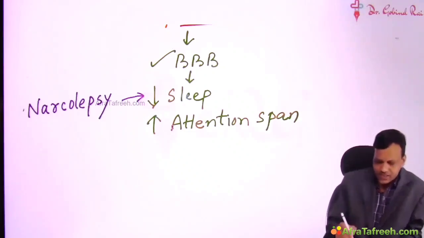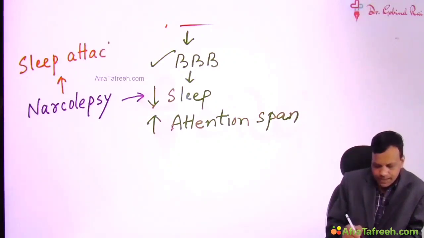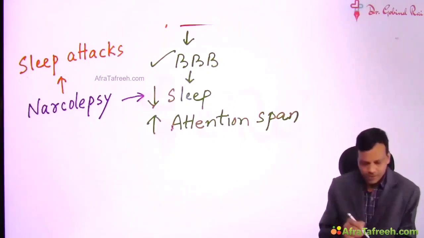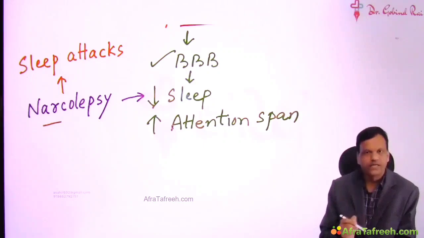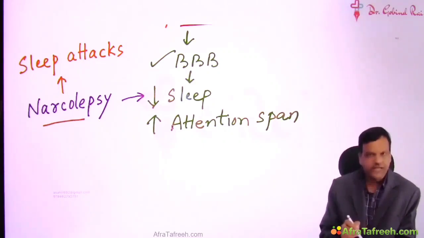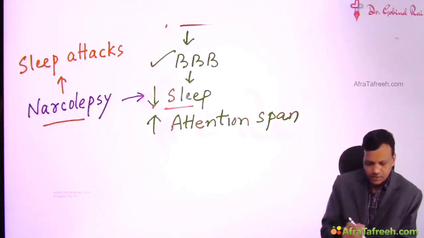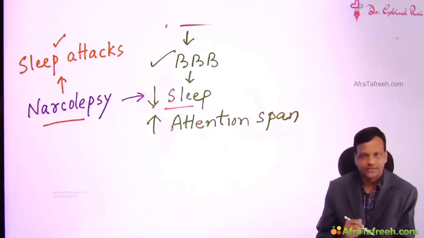Narcolepsy is a disease which is characterized by sleep attacks. In narcolepsy, the patient develops sleep attacks. And sleep attacks literally means attacks. The person can suddenly sleep. So you can assume a person is driving a bike, suddenly sleeps. A person is swimming, suddenly sleeps. So it can lead to fatal accidents. So we do not want these sleep attacks. So we give a CNS stimulant drug like amphetamines. They decrease sleep, so that will lead to a decrease in the number of sleep attacks.